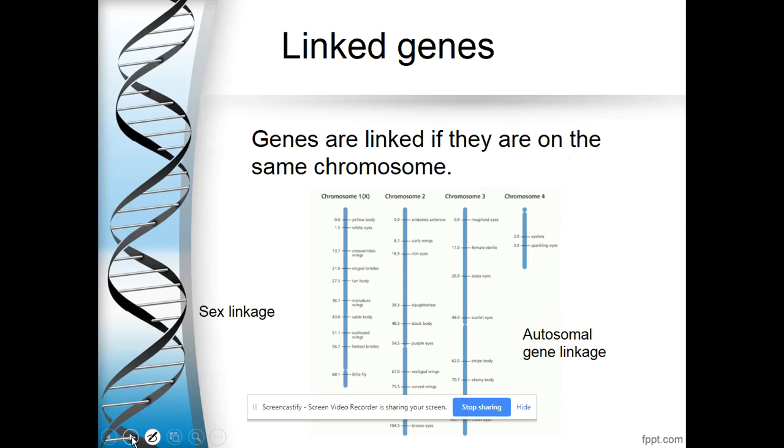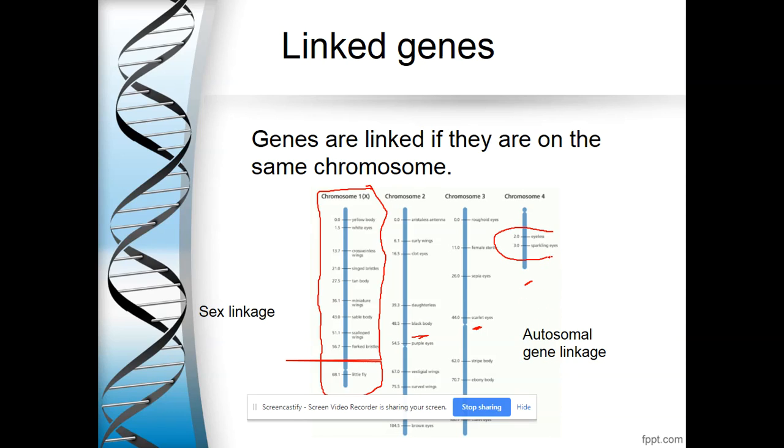So this idea of linked genes: genes are linked if they're on the same chromosome. And we can have sex linkage, where this is chromosome number 1, the sex chromosome of fruit flies. And so these are some of the genes that would be linked to the sex of the bug. And then here are the autosomes, these other 3 chromosomes. These are the autosomes, and they can still be linked.